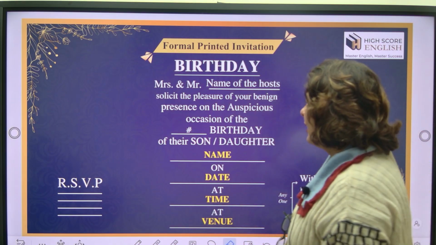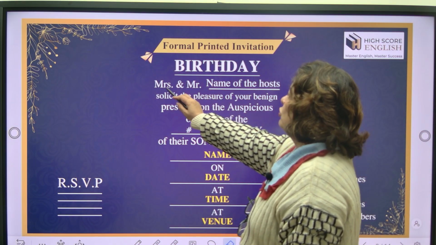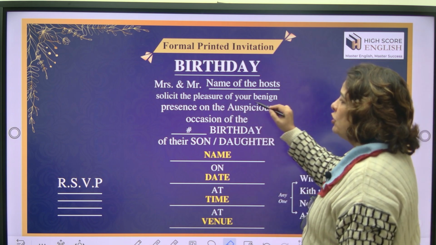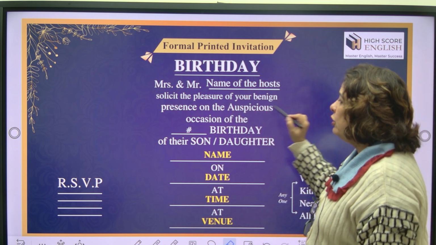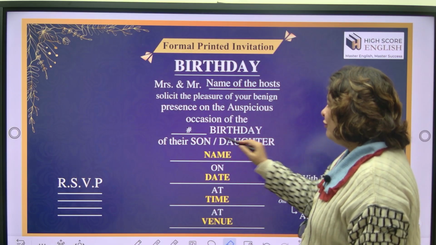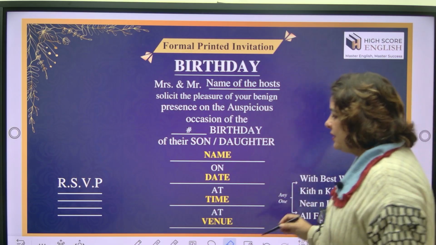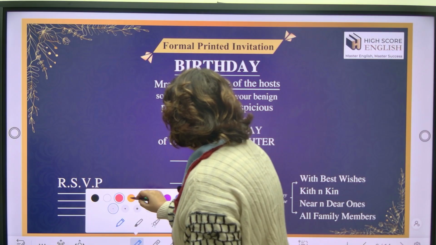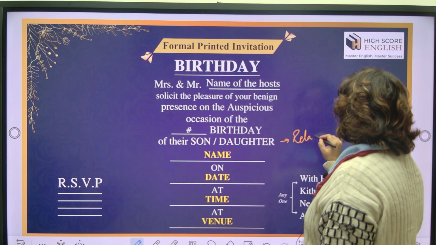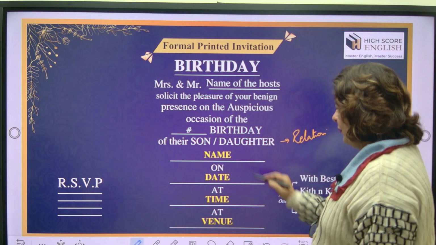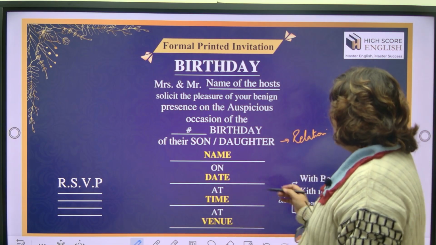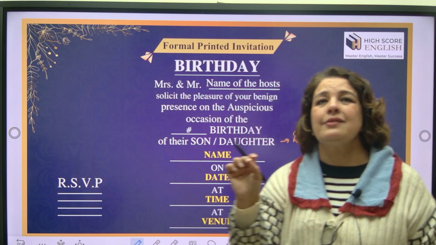Okay, so this is what I have told you. What you have to do, you have to write Mrs. and Mr. R.K. Gupta solicit the pleasure of your benign presence on the auspicious occasion. Then you have to give the number of the birthday of their son or daughter, whatever is the relation. You have to mention the relation also here. Okay, and after that you will give the name, date I have told you, time part also I have told you. If it is a fixed time at 7 p.m.